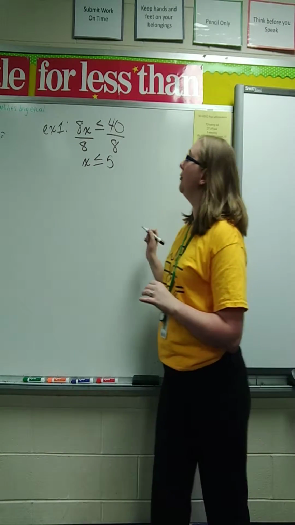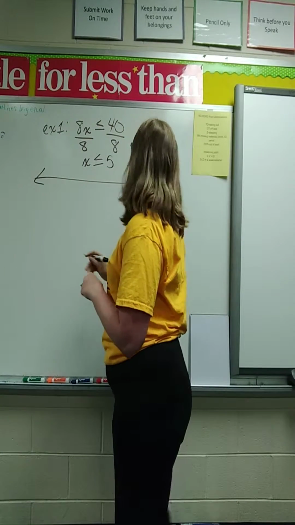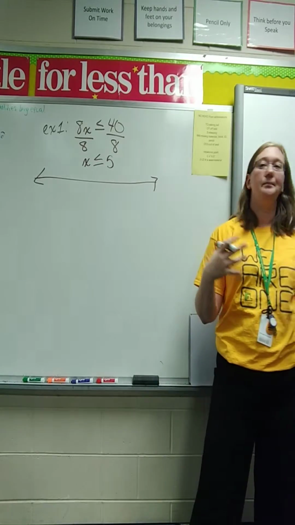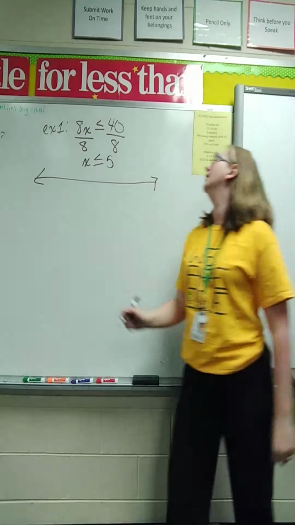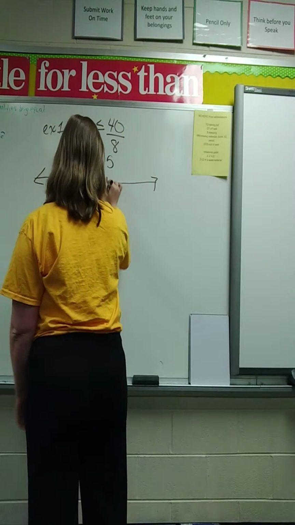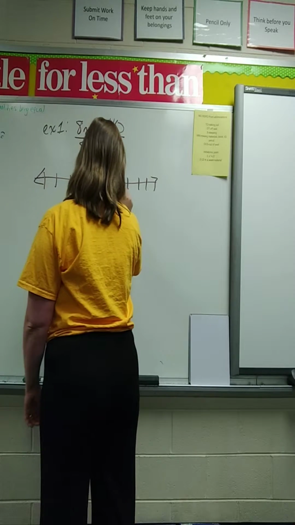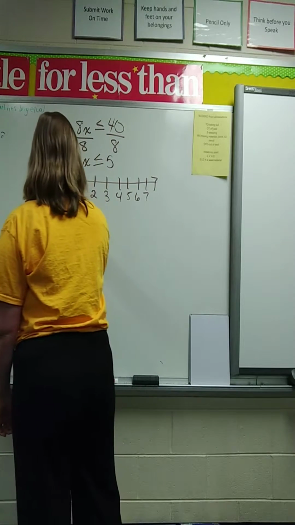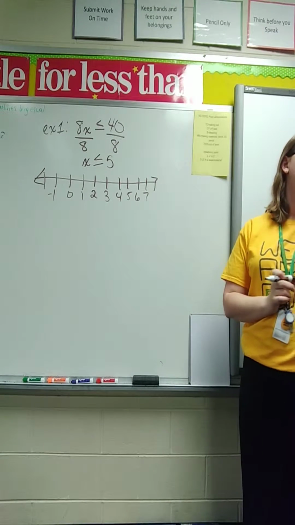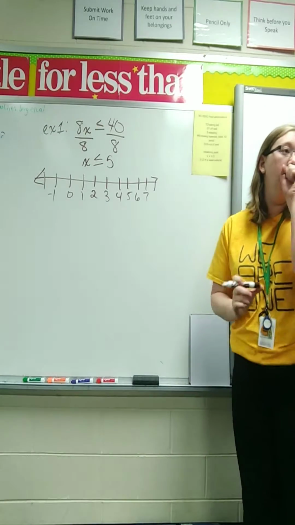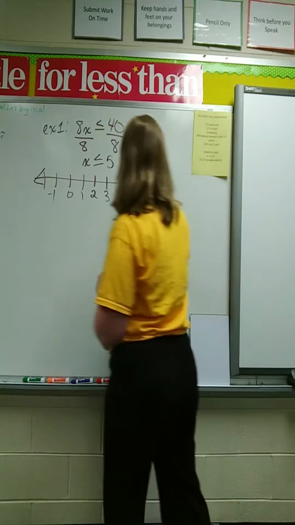Alright? So, if I put this on my number line, what number am I going to put in the middle of my number line? Give me something I can put in the middle. 0. 1. 2. Let's use 2. Okay. Where does my circle go? In the middle. 5. My circle goes at 5.